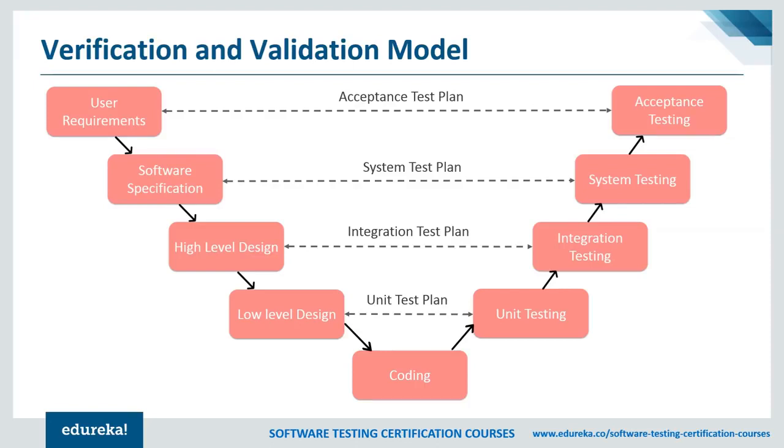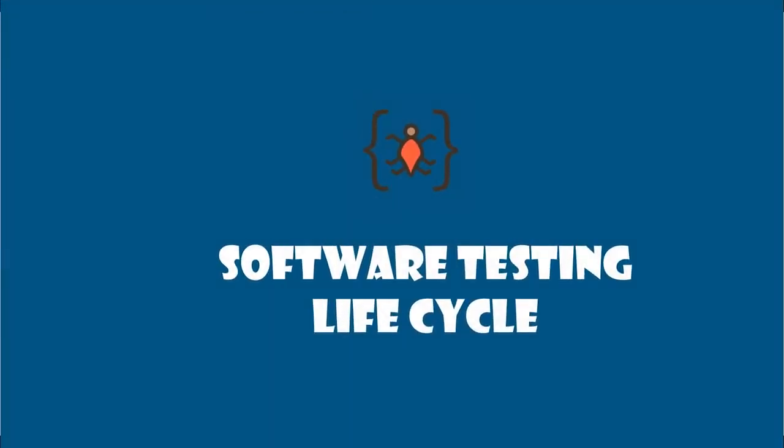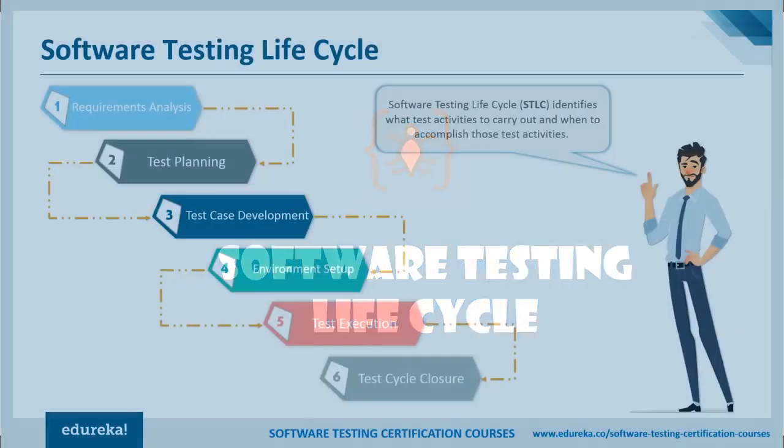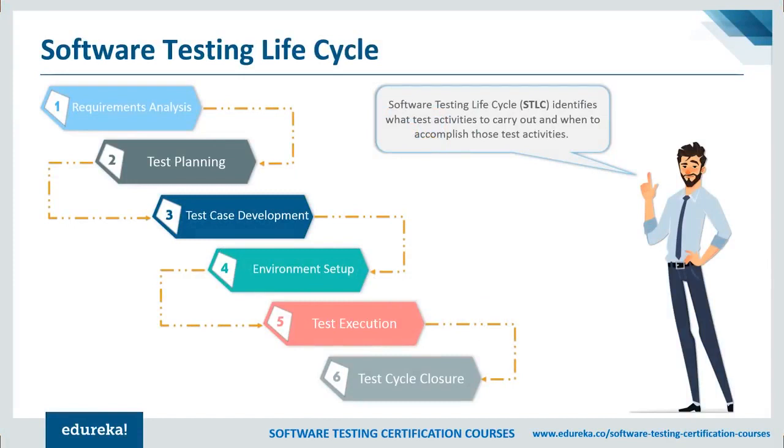Now let's move further and understand the software testing life cycle. The software testing life cycle is a testing process which is executed in a systematic and planned manner. In the software testing life cycle process, different activities are carried out to improve the quality of the product. So these are the various stages involved in the software testing life cycle.